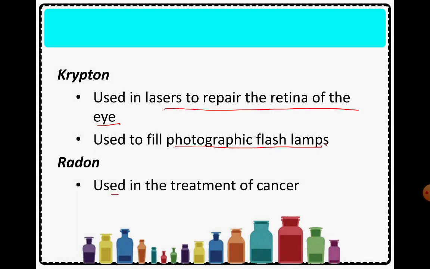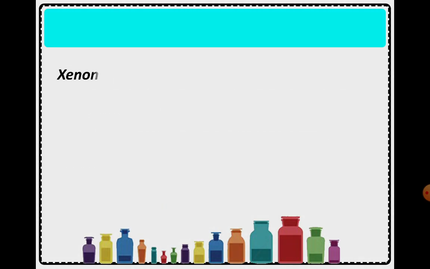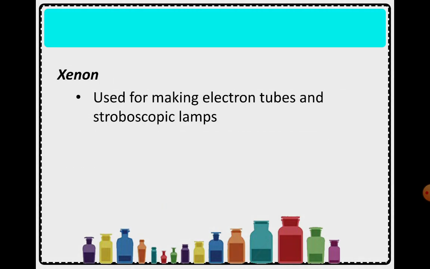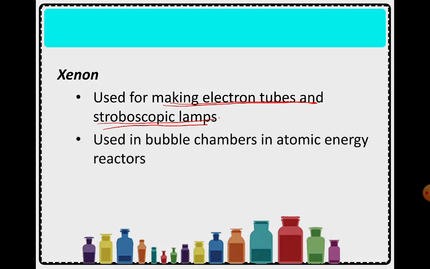Radon used in the treatment of cancer. So radon lagi besar lah. Dia guna dalam chemoterapi, radioterapi for treatment of cancer. Okay. Xenon, the last one, used for making electron tubes and stroboscopic lamps. Ini you boleh baca tengok apa fungsi. Okay, so used in bubble chambers in atomic energy reactor. Ni xenon ni dia punya function dia lebih besar lagi lah. Dia gunakan dalam industri lah, atomic energy reactor. So dalam reaktor nuklear pun dia gunakan.